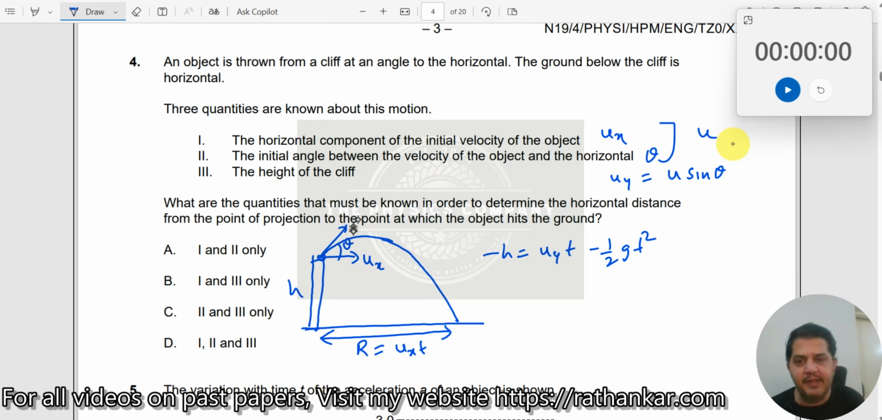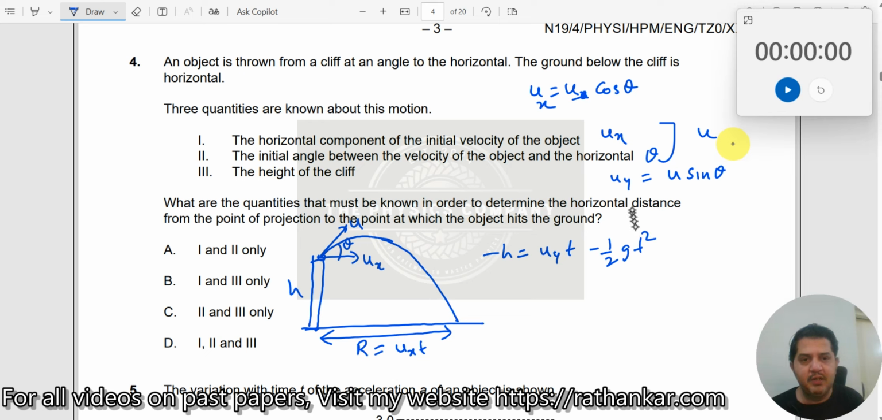So this is your ux, this is your u. From ux and theta, you can get the value of u. How do you get it? You can get it like this, right? So ux is equal to u cos theta. Therefore you can get the value of u, because ux is given to you, theta is given to you. You can find out cos theta. You can get the value of u. Now you can substitute this value here, get the value of uy.